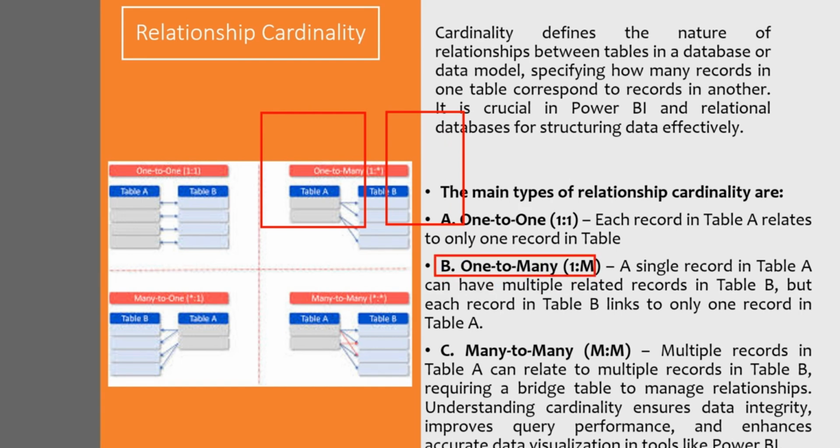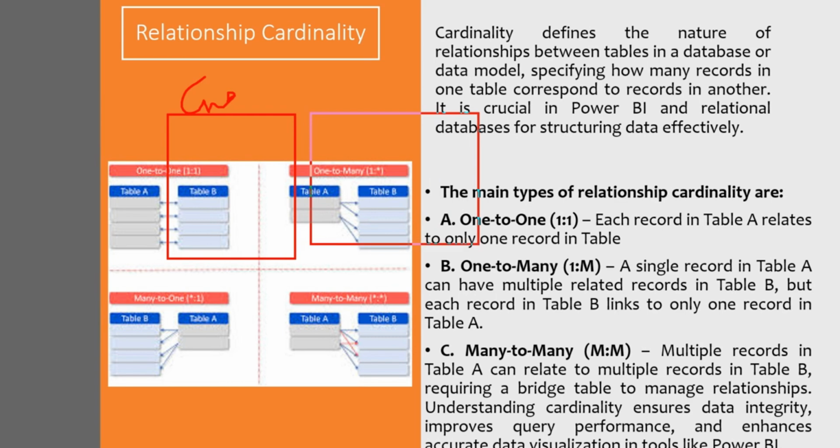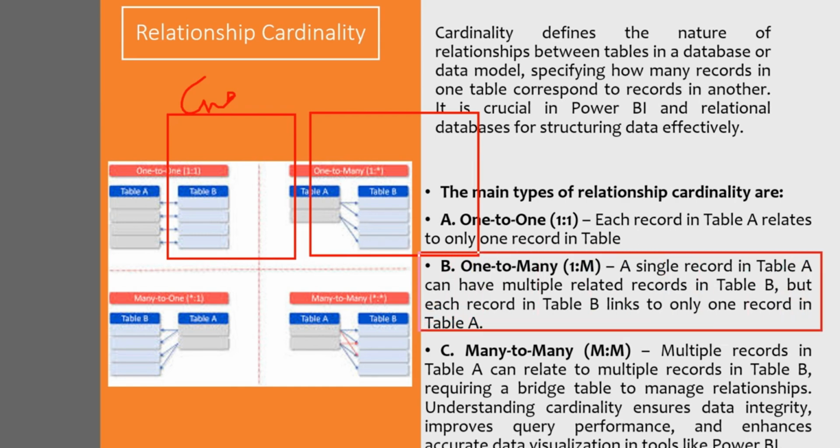Two, one to many. In this kind of relationship, a single record in table A can have multiple records in table B. For instance, a customer in the customer table can have as many records in the sales table. That means a customer can place an order as many times as possible. I repeat, one single customer can purchase something from a company as many times as possible. This is the most used and common type of relationship in Power BI or data modeling.